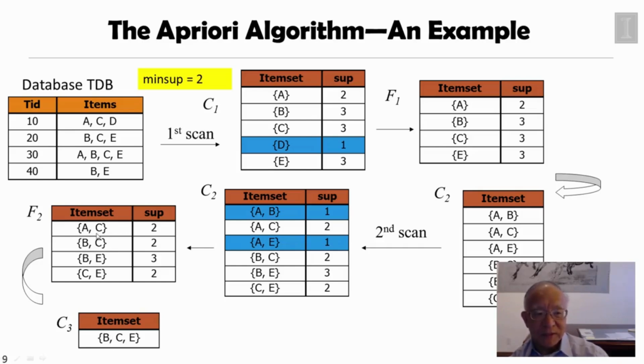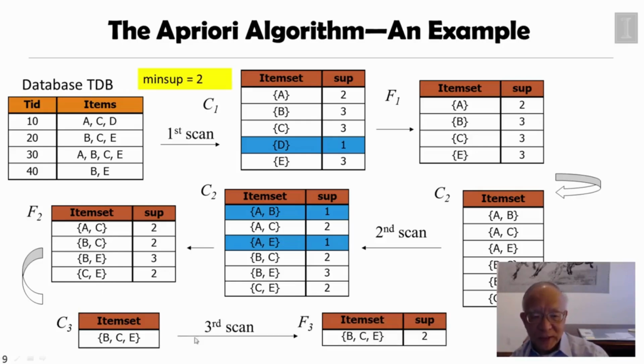But A, B is not frequent here, so A, B, C will not be derived. So we only derive B, C, E. With another scan, we find its support is 2, so it's frequent as well. Then we find all the frequent 1, 2, 3 item sets.